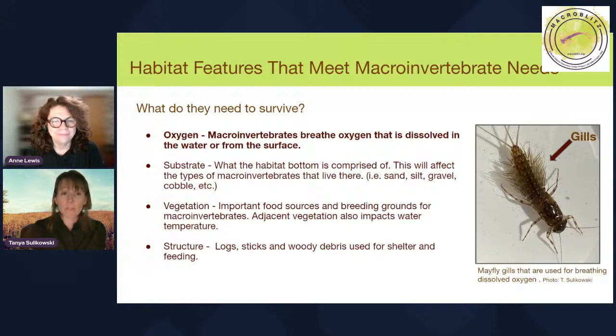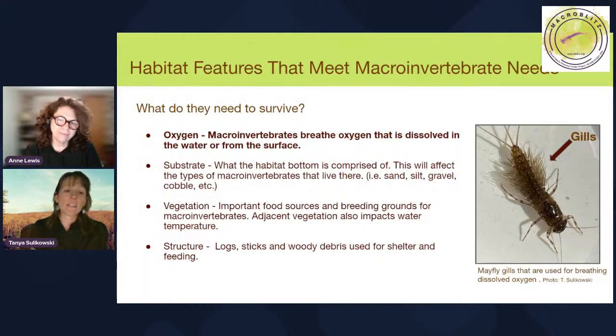Well, macroinvertebrates breathe oxygen, and sometimes that oxygen is dissolved in water, and sometimes they obtain that oxygen from the surface. So in the picture to the right, you can see a mayfly, and that mayfly has very prominent gills. That's an adaptation for that animal to be able to pull dissolved oxygen from the water. Different types of macroinvertebrates get oxygen in different ways.